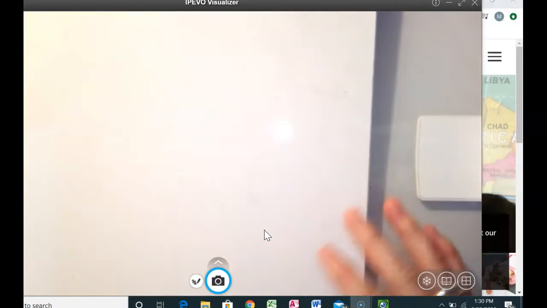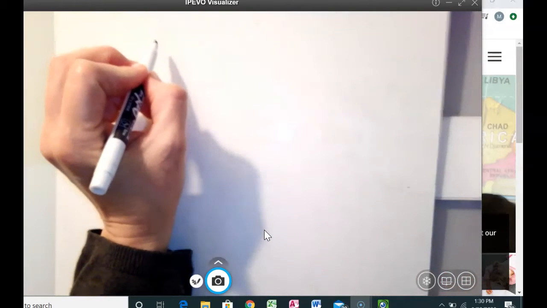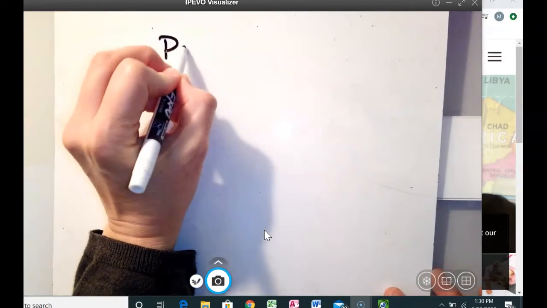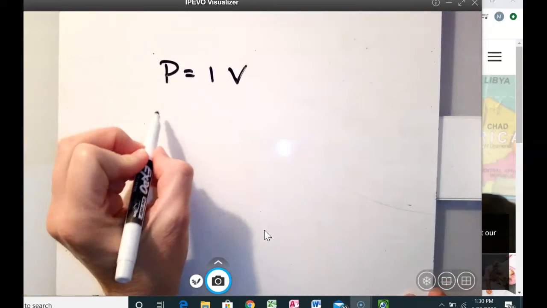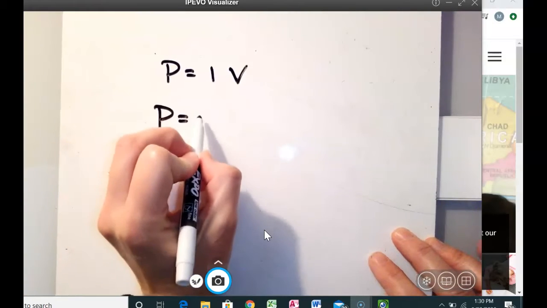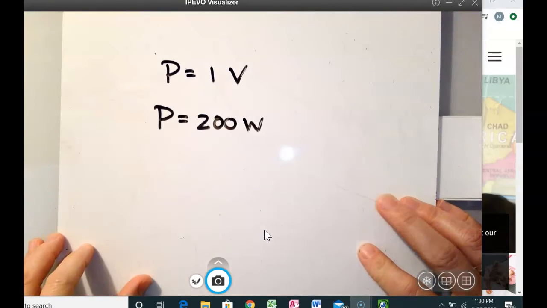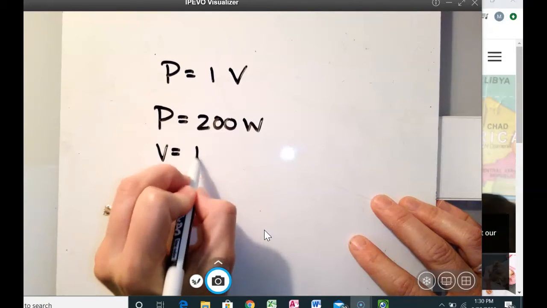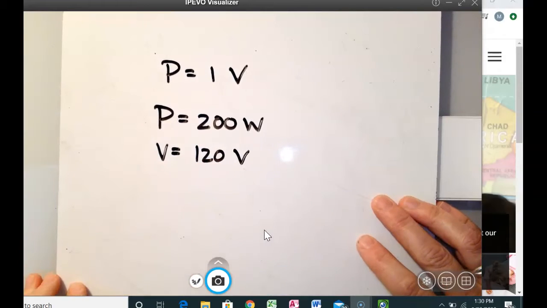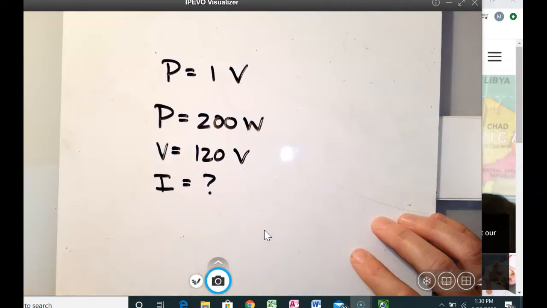So let's see how we do this. Same equation, P equals I times V. This is for our blender. We just found that on that blender, it tells us that, and this is how it's always going to be, we'll always be solving for current when we look at appliances. So the max power, highest speed, 200 watts. The voltage, it has to be plugged into a 120 volt outlet, and that's what our power company supplies to all of our outlets. And so then we, again, are looking for current.